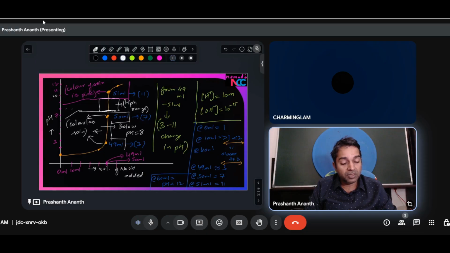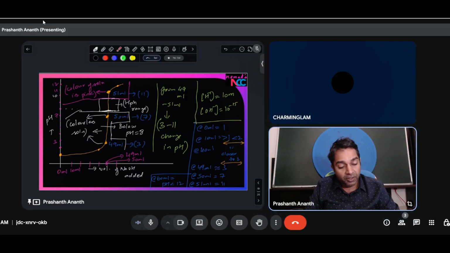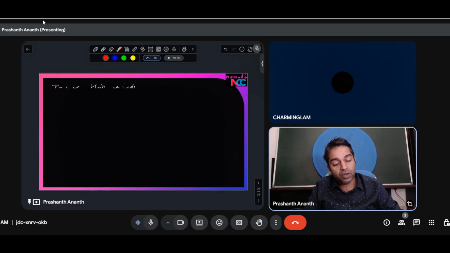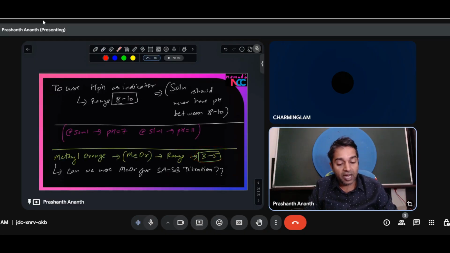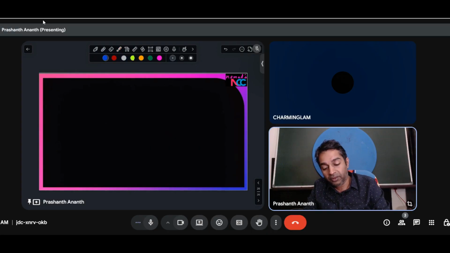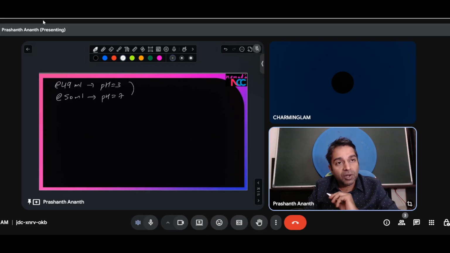What was the pH at 49 ml? It was approximately 3. So in each of those cases, it never went above 3. That is the key point I wanted to hear. I wanted you to explain that there is no point at all where the pH is between 3 to 5. At 49 ml, the pH is 3. At 50 ml, the pH is equal to 7. So there is no point at all where the pH is ever between 3 to 5.